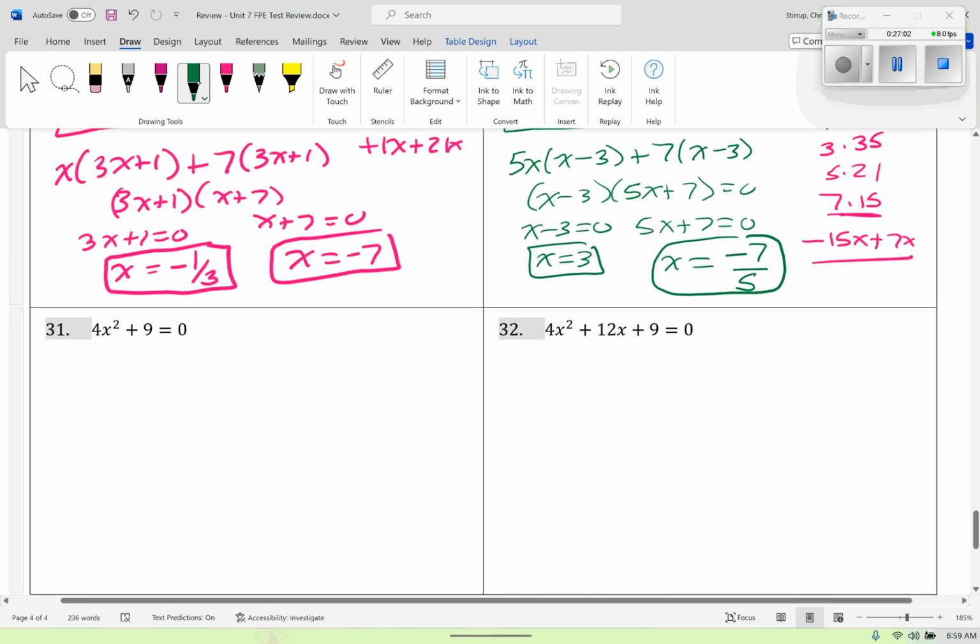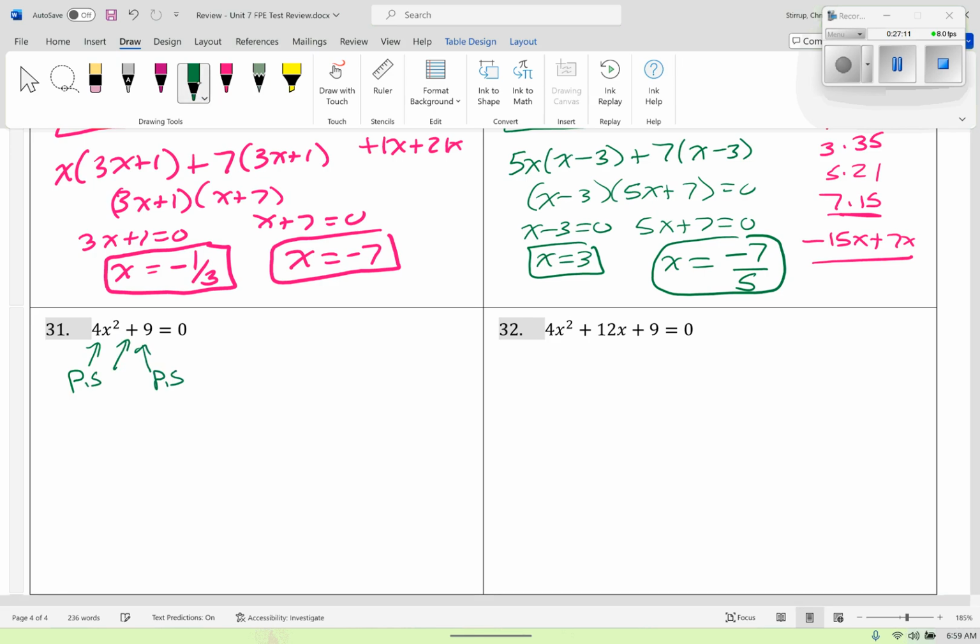Number 31. Hey, that's a perfect square. And that's a perfect square. But I have an addition sign in between them. So what do we do? This is prime. It will not factor. If that was a subtraction sign, it would have worked because we would have gotten 2x plus 3 and 2x minus 3, and then you'd continue. But we didn't have that. So because that plus sign is prime, it won't work out.